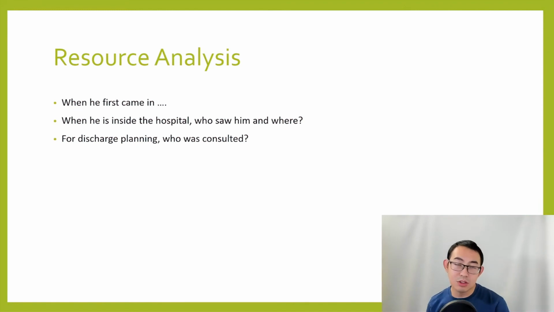Then case manager also got involved, because now we need to consider the insurance part of it, where he can go after this. I mean, even if the physical therapy recommend rehab, they still need to figure out which rehab the insurance can approve. So case manager was involved in that case. So that's another resource that happened. Then after figuring all this out, the patient's ultimately discharged to rehab.